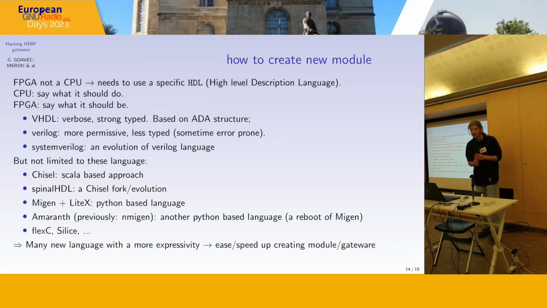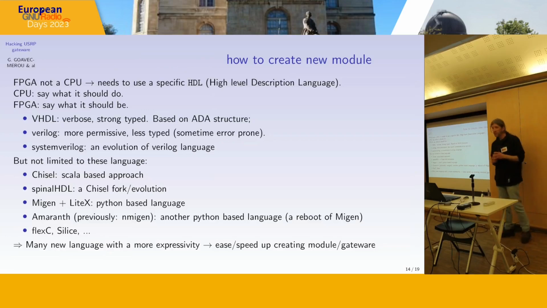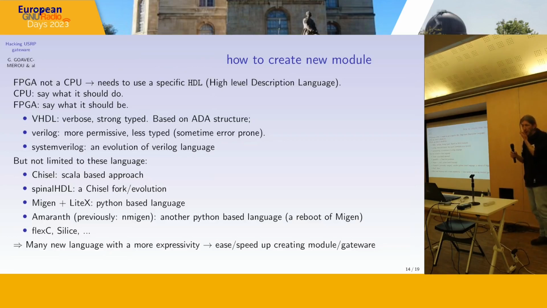FPGA, it's not a CPU. In fact, I like this explanation. For a CPU, the code says what it should do. For an FPGA, the code says what it should be. It's really different. You don't describe a sequence of operations, but you describe the behavior of the device.